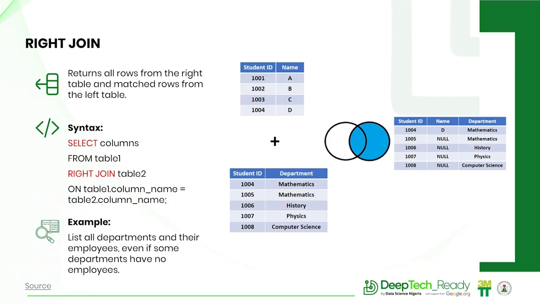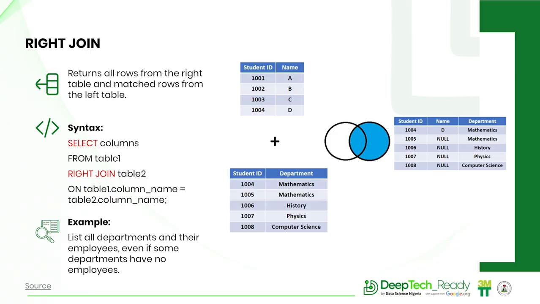Next, we have an image illustration to show how the right join works. So we have table A, which has student ID and name, and we have table B, which also has student ID and department. And then when we right join our two tables, we have the resulting table. Student ID 1004, which has a name of D, belongs to the mathematics department. So this is coming from our right table, and it also belongs to our left table. So that's why we can see the name.